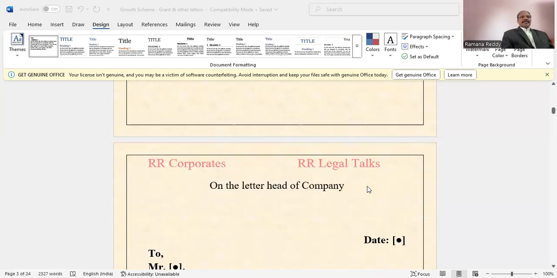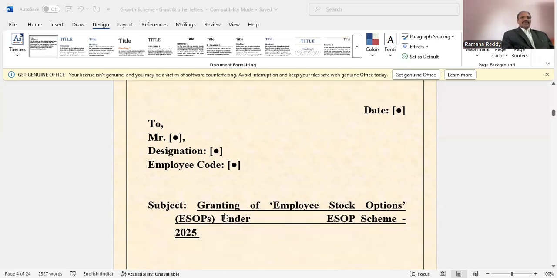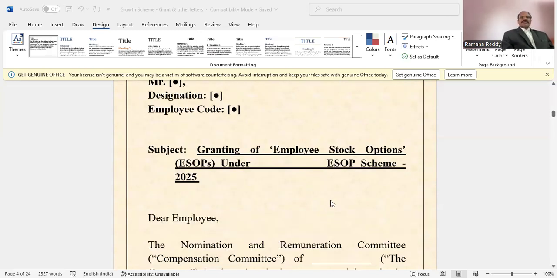And I'll show you the covering letter for the grant letter. This is a covering letter. This will be on the letterhead of the company. The date will be written, and to so-and-so employee: employee name, his designation, and employee code will be written. Then the subject is granting of employee stock option, ESOP, under the dash scheme. You can write your company name 2025. This is the option of the company. The company can decide the name.